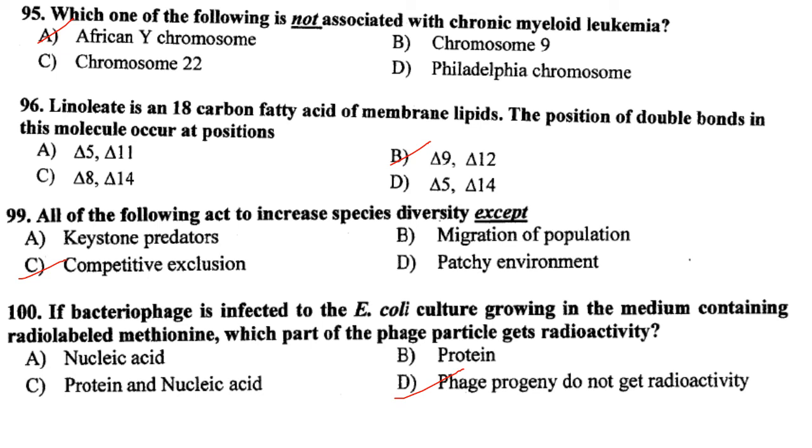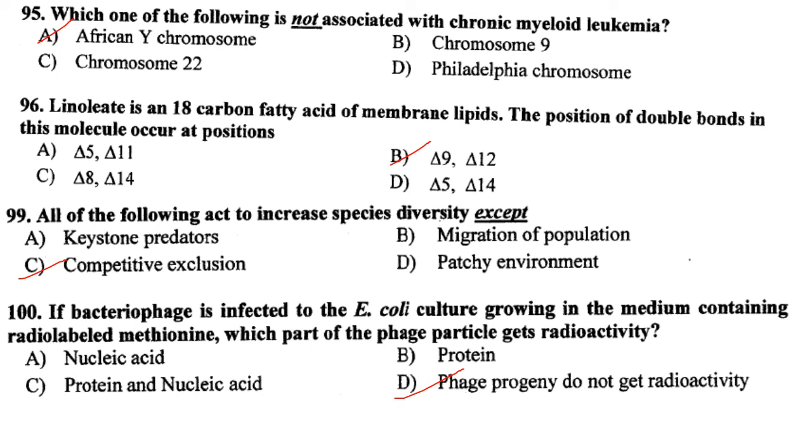Philadelphia chromosome is present in the blood cells of 90% of the people with chronic myelogenous leukemia. So what is not associated with chronic myeloid leukemia is African Y chromosome. So answer is option A.